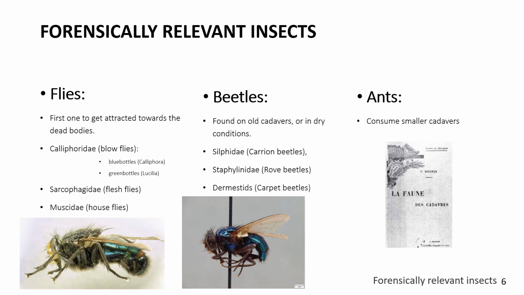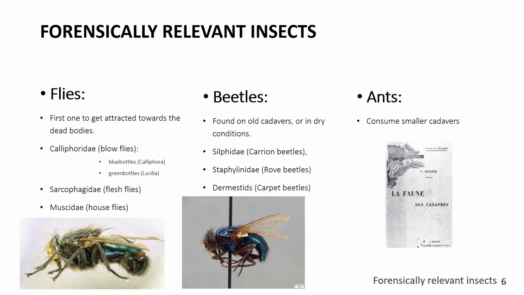So, what are the forensically relevant insects? Mainly, we consider the flies, but we also need to know a little about the beetles and the ants. About these, it was written in a book called La Faune des Cadavres by P. Megnin, and he described the insects in this book. Flies are the first to get attracted towards dead bodies. There are majorly three categories: Calliphoridae, Sarcophagidae, and Muscidae.